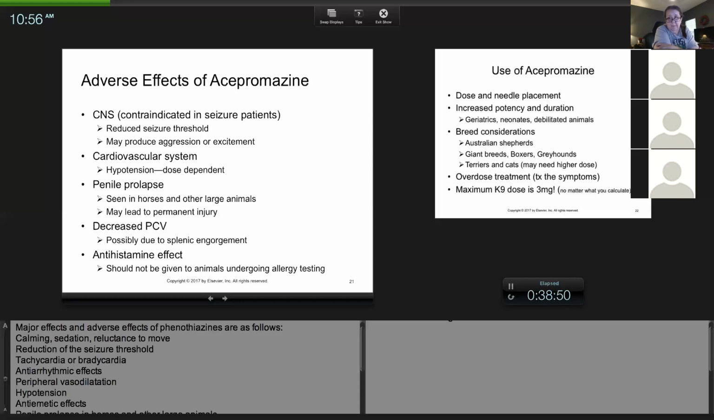So that's a big worry. Equine medicine is a huge moneymaker. But I do want you to be aware, if you sedate something and you draw blood after you sedate them and you see a low PCV, you're probably going to need to recheck that after the drug has worn off, because it can cause that spleen to enlarge.